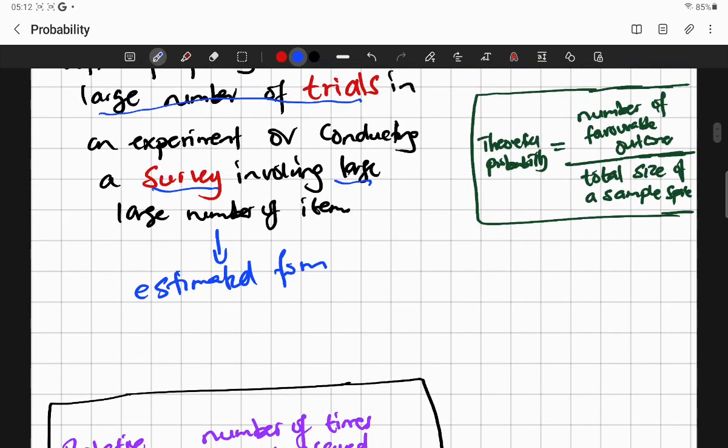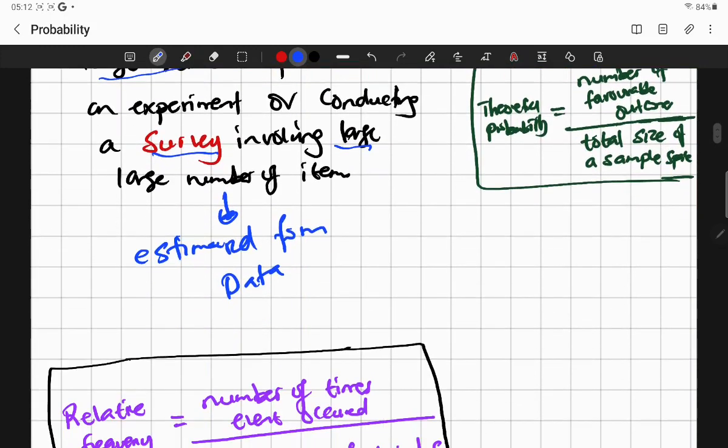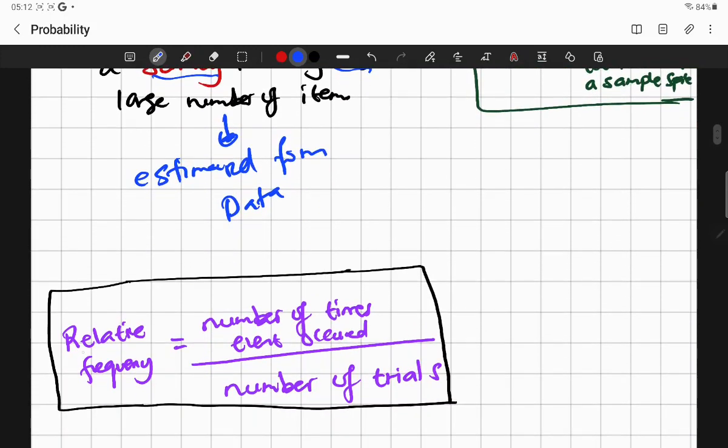And this is estimated from the data. If you conduct a survey, you use your survey results or the data to estimate the probability, which we call relative frequency, because it's based on the experiment or the survey. And this is how we find the relative frequency. We will say number of times an event occurs divided by number of trials that were performed.